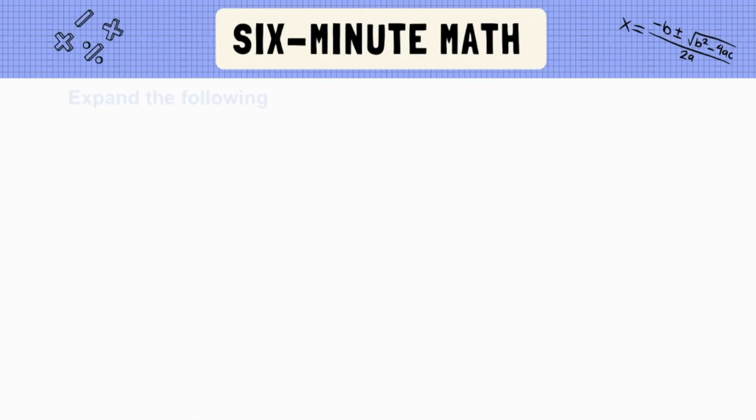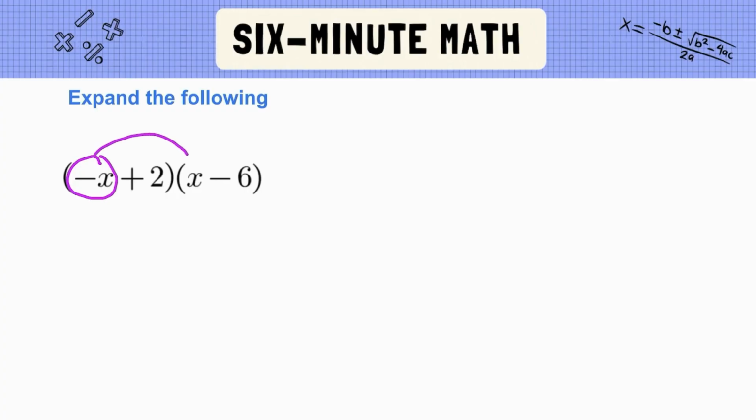Let's check out some examples. We're going to expand negative x plus 2 times x minus 6. So for each of my examples, I'm going to take different colors for each of my terms. We're going to use pink for this first term, and I'm going to multiply it in. Negative x times x is negative x squared. And then negative x times negative 6 is positive 6x.